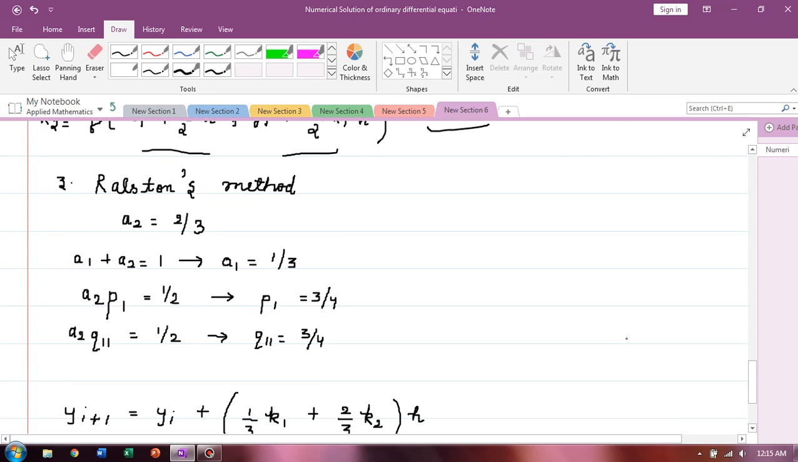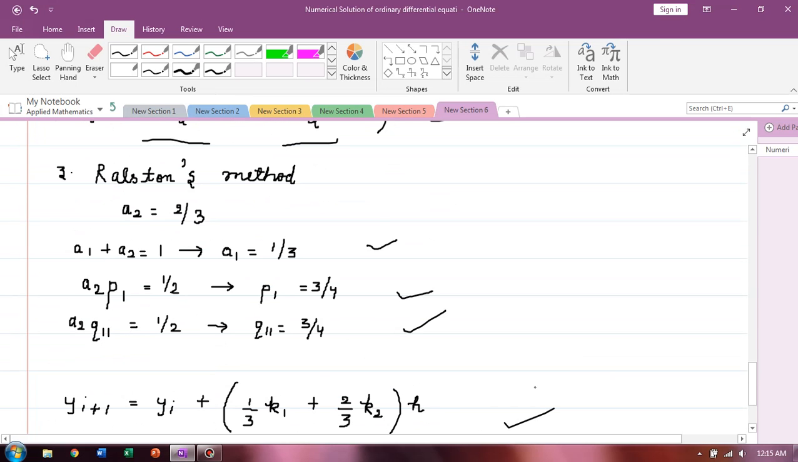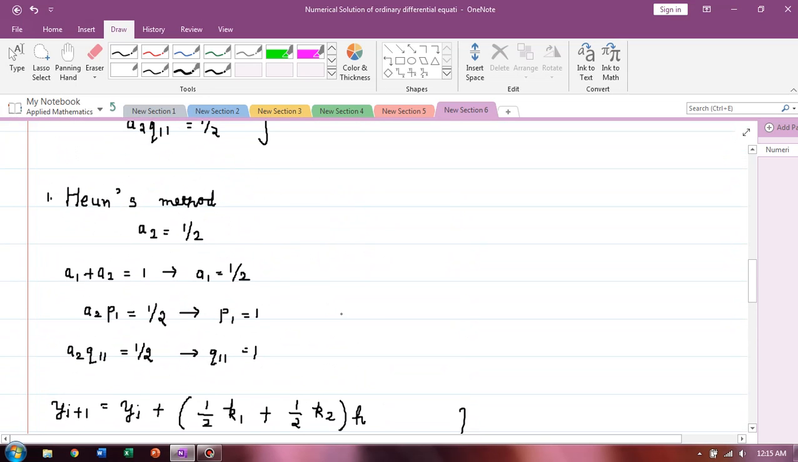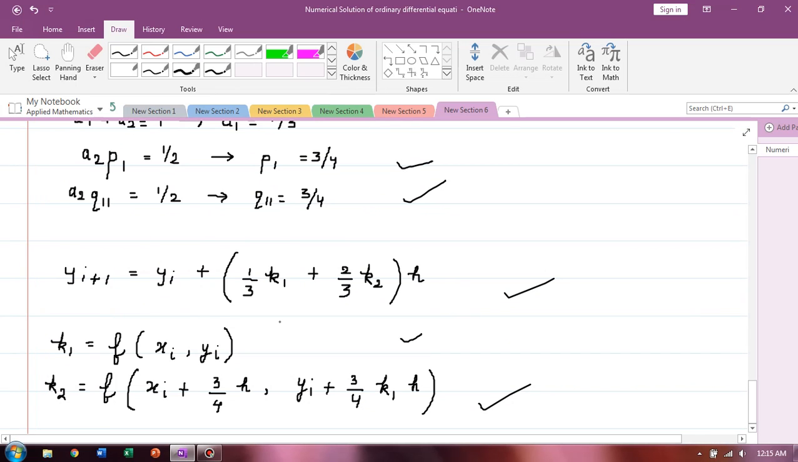The last method is Ralston's method, in which you are going to choose the value of a2 as 2/3. So this will give the value of a1 as 1/3. Value of p1 will become 3/4, and q11 will also become 3/4. So the equation yi plus 1, the equation of Runge Kutta, will become this. And similarly, k1 will remain unchanged and k2 will be changed to this equation. So these are the three popular methods. We have other choices as well, right? These are the three popular methods, but in which you can keep a2 as 1/2 or 1 or 2/3. So this is Runge Kutta's second order method.